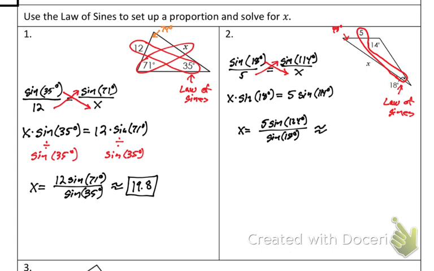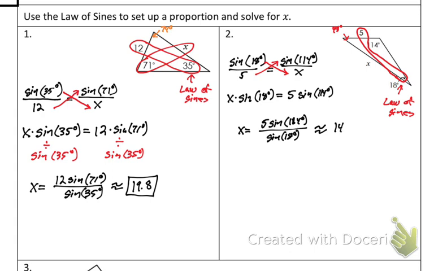Take a second. Don't shout out the answer. I'm looking for what is 5 times sine of 114 divided by sine of 18. I'd like everyone to be able to put it in their calculator. Isn't it 114? Yeah, 114. All right, so we're looking for 5 times sine of 114, divided by sine of 18 degrees. You got it?